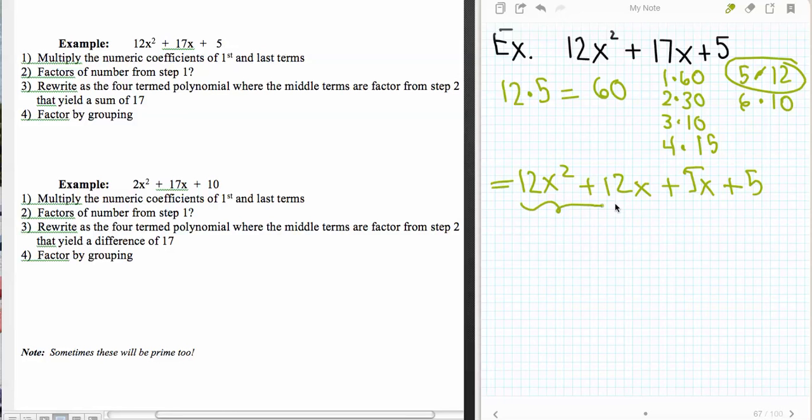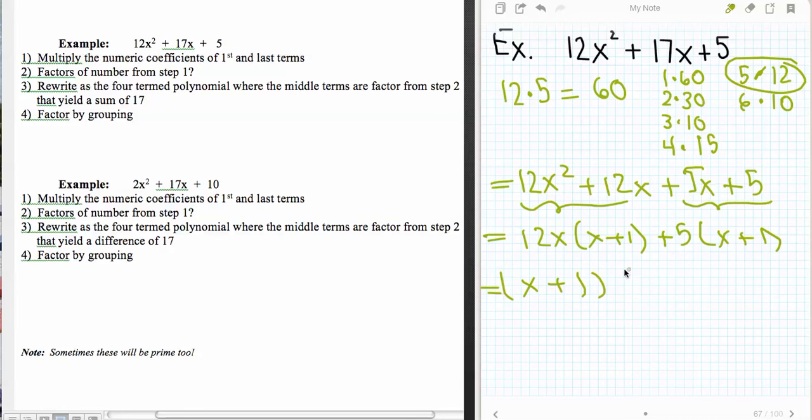So we'll take the first two and factor, and we'll take the second two and factor. So 12x comes out of the first two, leaving an x plus 1. And then out of the second two, I can take a positive 5, leaving me with an x plus 1. And then finally, I'll take the x plus 1, that binomial, out, and that's going to leave me with another binomial with the sum in the middle: the first term is going to be 12x, and the second term is going to be 5. And this should be my answer.